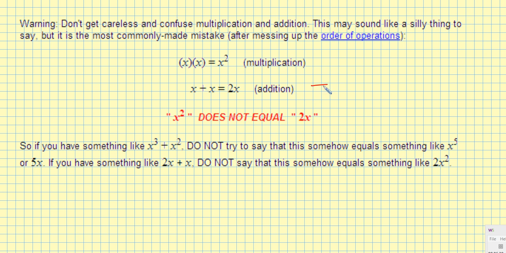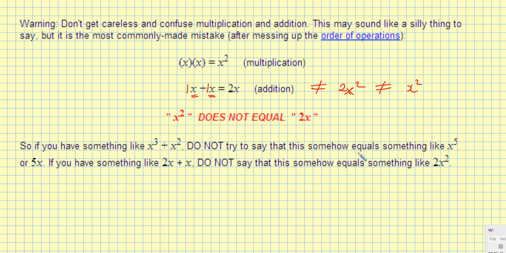The answer is not going to be 2x squared, nor is it going to be x squared, where I add my exponents together. It's just what is in front of the variable. So our coefficient in front of the x is a 1 and a 1 in this case. Because the variables are the same, they have the same degree, it's just 1x plus 1x, which gives me 2x.